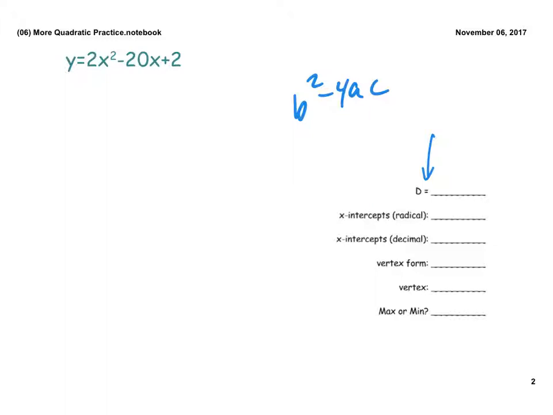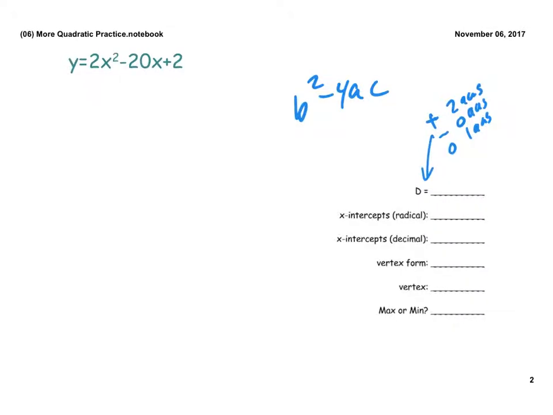What if the discriminant comes out positive? You have how many answers? 2. What if it comes out negative? You have how many real answers? 0. None. And if the discriminant comes out to 0, then you have 1 answer, and it is the vertex. I'm going to say that one more time. If the discriminant is positive, then you have 2 answers. If it's negative, you have no answers. And if it's 0, you have 1 answer, and it's the vertex.